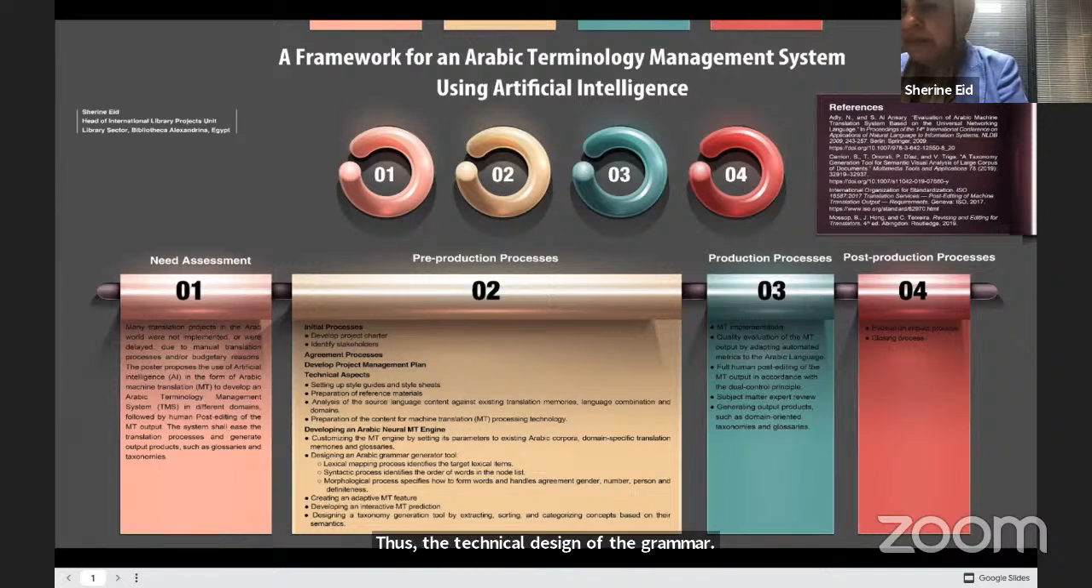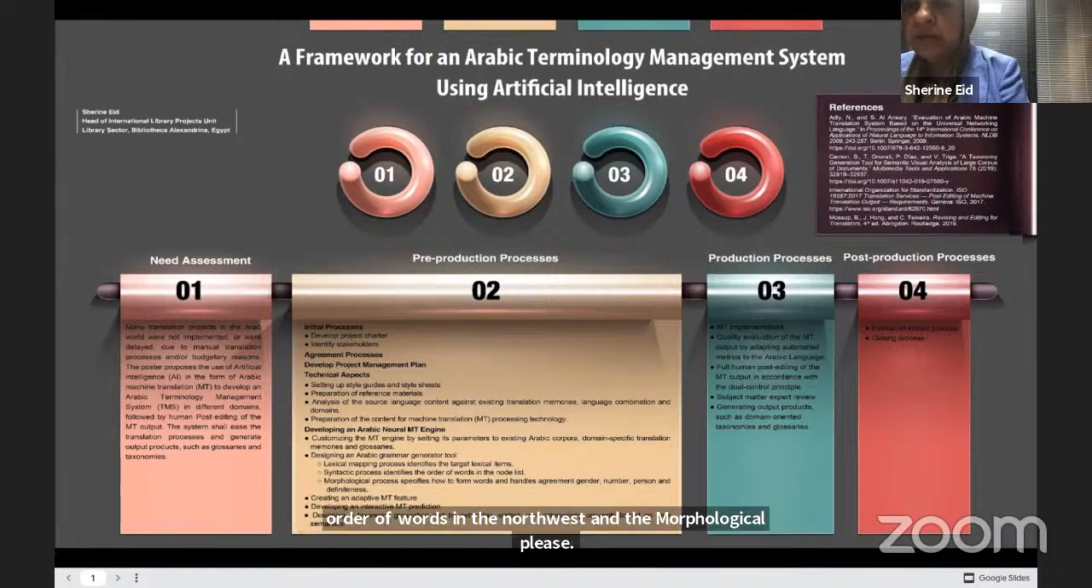The lexical mapping phase deals with identifying the target lexical items. The syntactic phase deals with the order of words in the node list, and the morphological phase specifies how to form words and deal with agreement, gender, number, and person.